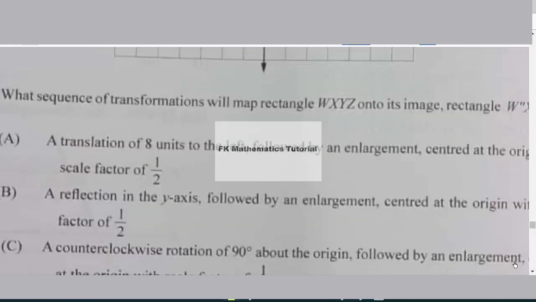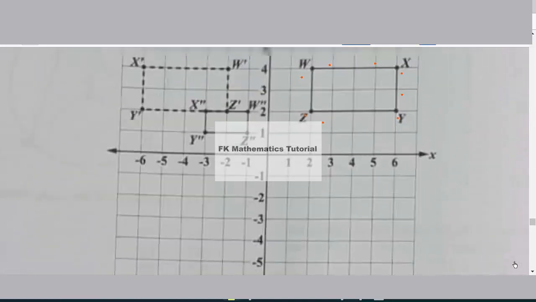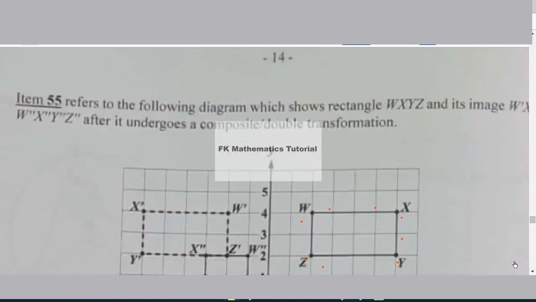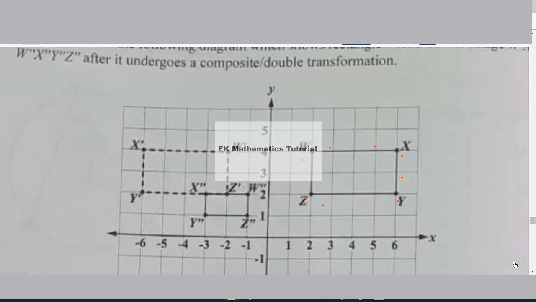And the second option says a reflection in the y-axis followed by an enlargement centered at the origin with a scale factor of half. So let's check that one too. So, reflection in the y-axis. If WXYZ is here and we reflect it in the y-axis, the image should be here. That's true. So this is a mirror line. You can see the distance from here to here is the same as the distance from here to here, like that.